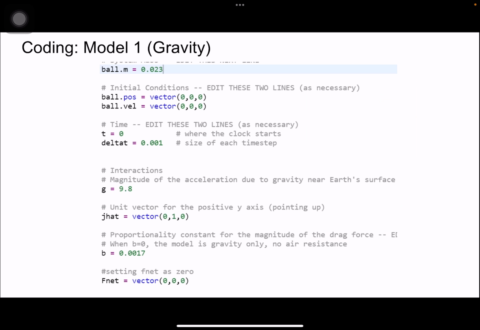So as you can see here, you might be able to tell that for j hat, I put 0, 1 instead of -1. I did this because it was easier for me to understand the data in positive numbers than if it were in negative.